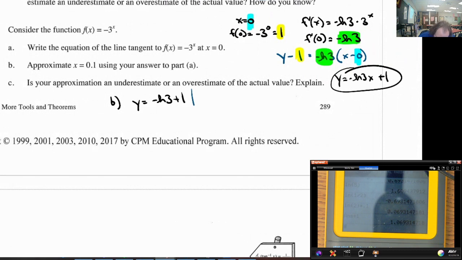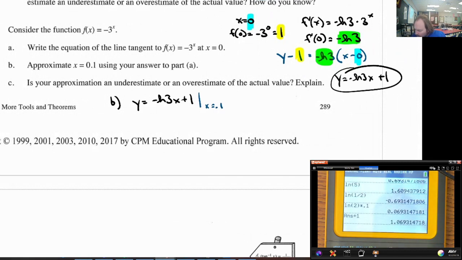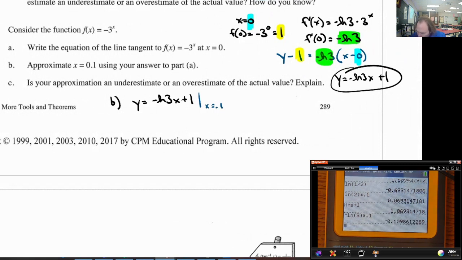Negative natural log 3x plus 1. Let me clean that up. And we're going to check this when x is equal to 0.1. So we'll use a calculator for that because I don't think we have a way of evaluating logarithms without a calculator. Negative natural log of 3 times 0.1 plus 1. It's going to be about 0.89.